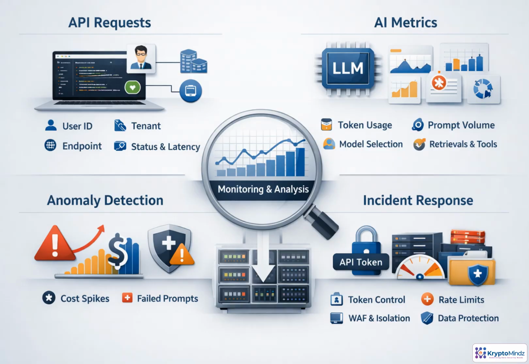Effective AI API security is operational, not just architectural. Teams need to know who called which endpoint, under which tenant and token, and what happened afterwards. Combine normal API telemetry with AI-specific signals: tokens, prompts, models, retrievals, and tool calls. Then baseline behavior so spikes, denied scopes, failed prompts, or unusual tenant patterns stand out. Response should be rehearsed. Revoke tokens, throttle tenants, isolate endpoints, update WAF rules, and preserve evidence before the trail disappears.